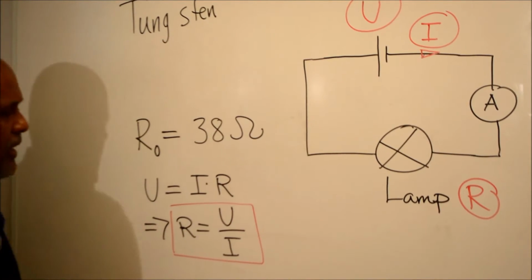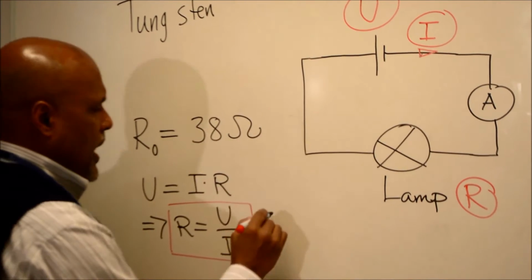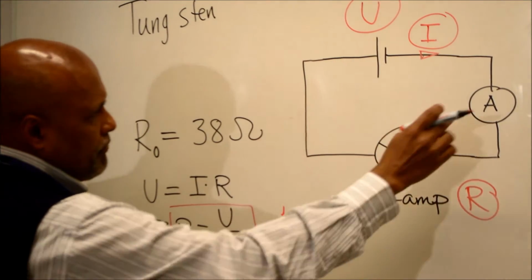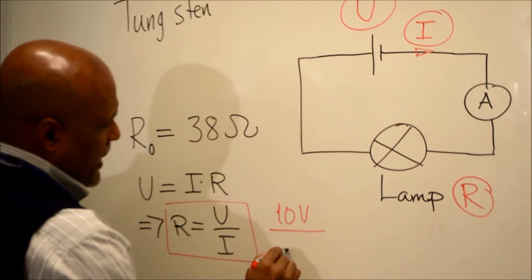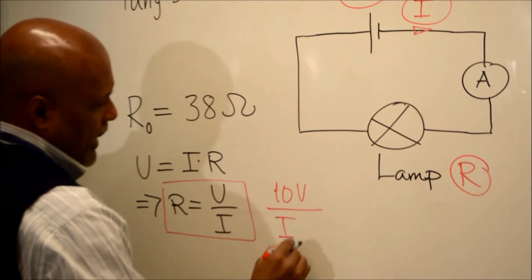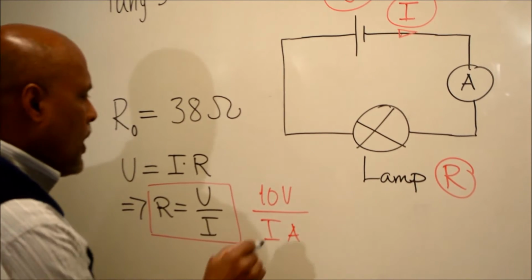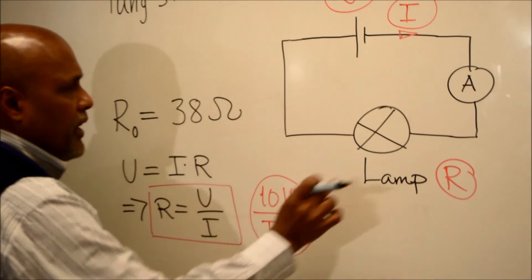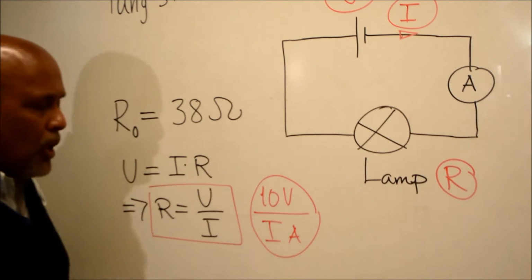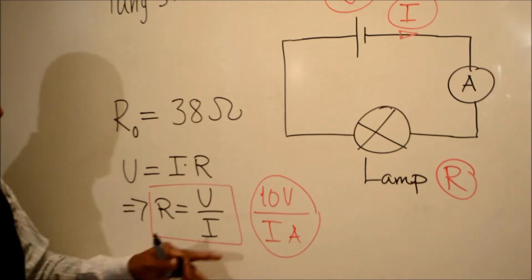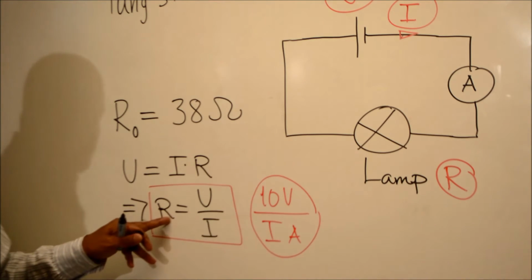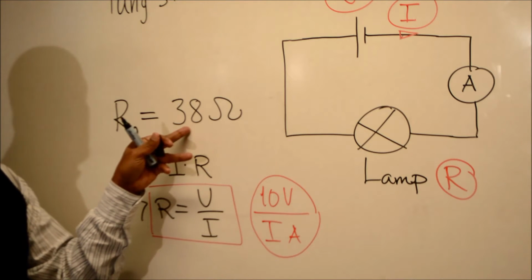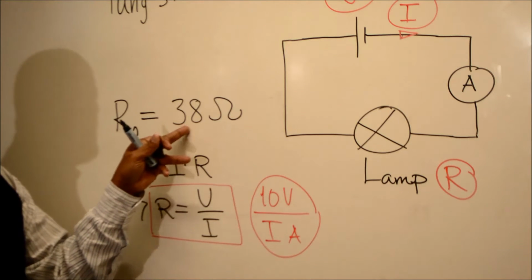Now let us say we take 10 volt and we read the current from the display, let's say 1 ampere. When we divide 10 volt by the current that we read here, we will notice that according to Ohm's law, the value we get here will be different from this.